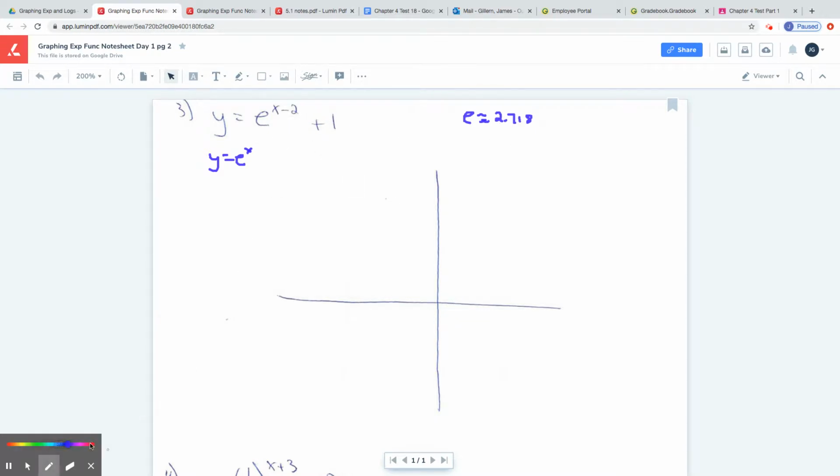Now, there's two things that you should recognize here. We have a -2 in the exponent, x minus 2, and we have a plus 1 here. So we actually have two shifts going on. This is getting shifted up 1. And then if I set this equal to 0, this is getting shifted to the right 2. So we have two shifts going on here.